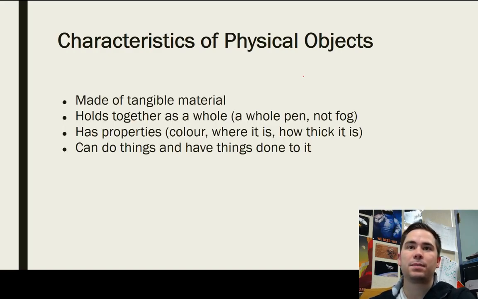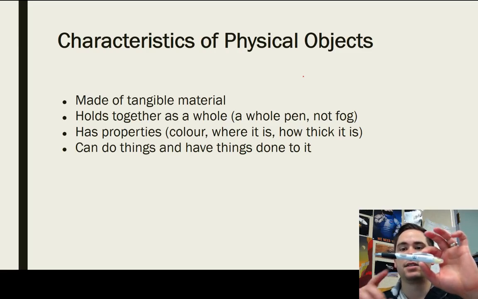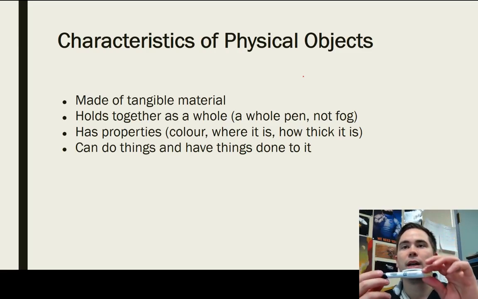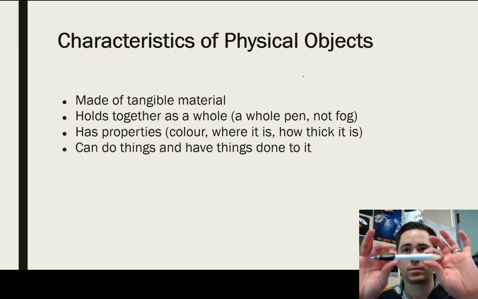Characteristics of physical objects. Physical objects are made out of tangible material. They are held together as a whole. So the whole pen is the object. Fog would not be an object because it's not held together as a whole. It's dispersed. It has different properties. In this case, it has a white and a black color as well as a silver color. How thick it is, right?